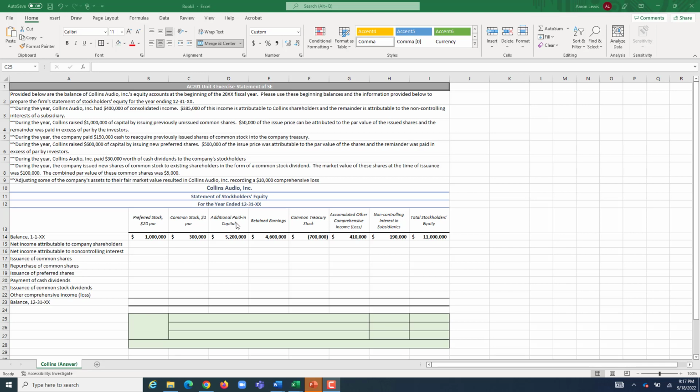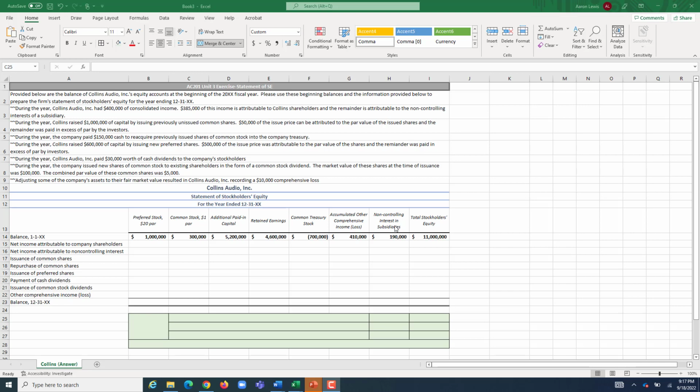If you wanted to, you could separate this into paid-in capital for preferred and paid-in capital for common and paid-in capital for treasury, but to keep it of manageable length, I'm going to have you bunch it all together into additional paid-in capital. Retained earnings, our treasury stock, our AOCI, our accumulated other comprehensive income, which is income or loss that could have affected our retained earnings but has not yet been realized.